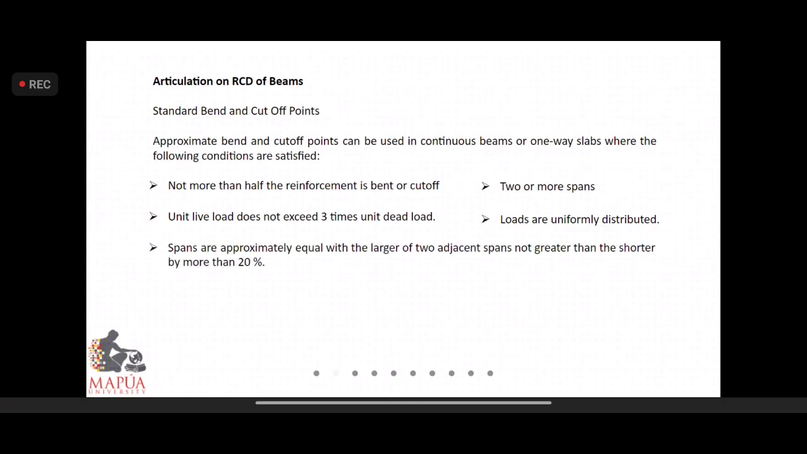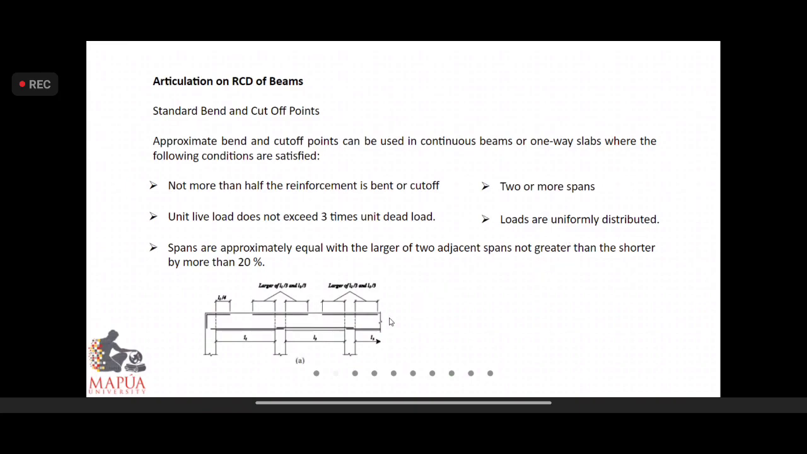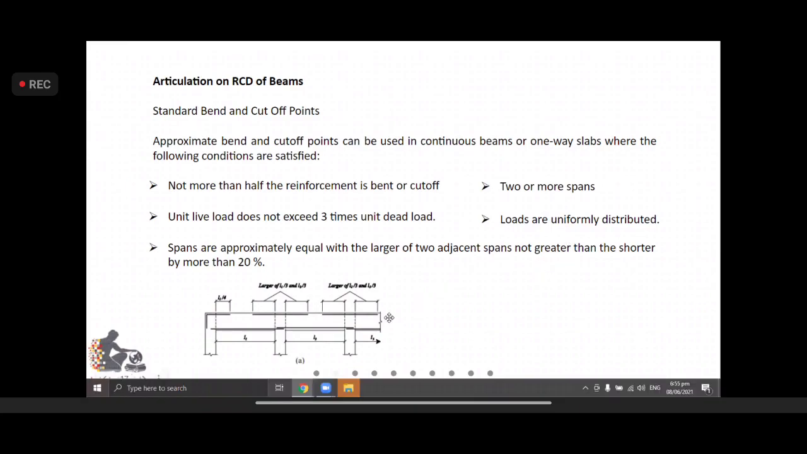Spans are approximately equal in width. The larger of two adjacent spans is not greater than the shorter by more than 20%. Unawain natin, no? So yung by more than 20%. Kung halimbawa may dalawang span, L1, L2, tingnan mo lang yung difference nila. Pag sobra na sa 20%, di mo pwedeng gawin. Okay? So, tingin na lang dito sa figure.